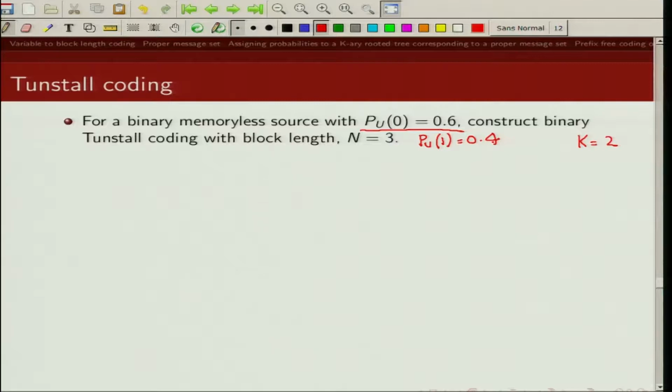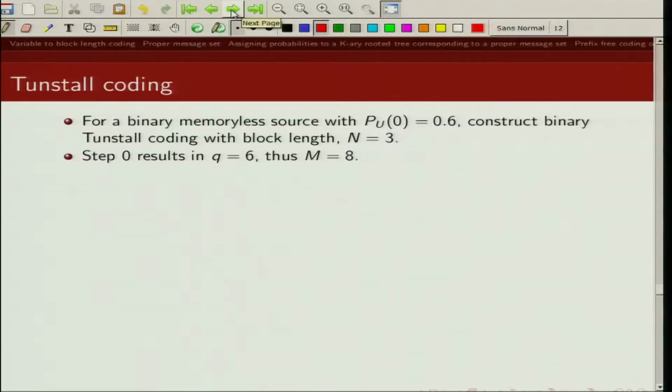Now you have been asked to construct Tunstall coding, and the output block size is given as 3, and the output is also considered binary. So D is 2, K is 2, and n is given as 3. So what is the first step? We have to first check whether D raised to power n is greater than or equal to K. D is 2, n is 3, so 8 is greater than 2.